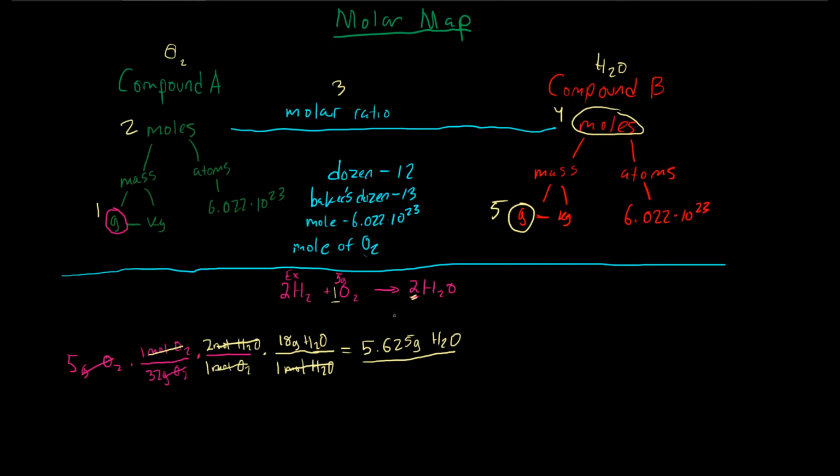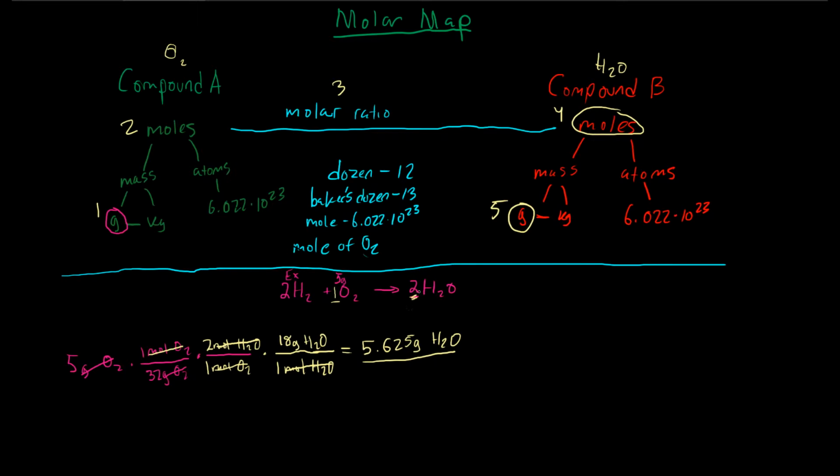Because all this reaction is saying is that 2 moles of H2 will combine with 1 mole of O2 to produce 2 moles of H2O. And so this is just the ratios that you need for this reaction to occur. But if you put in your own amount, then you can find out how much is produced by that amount.